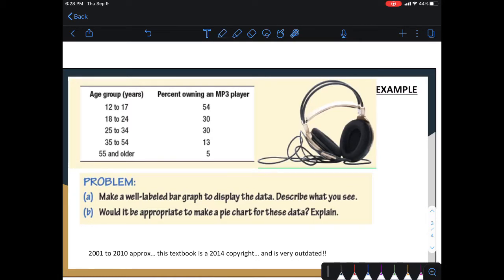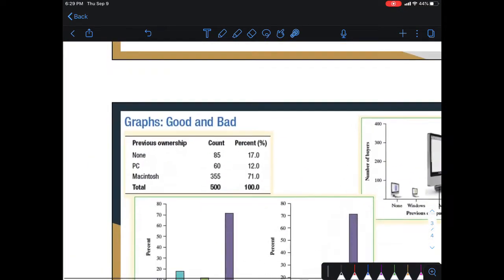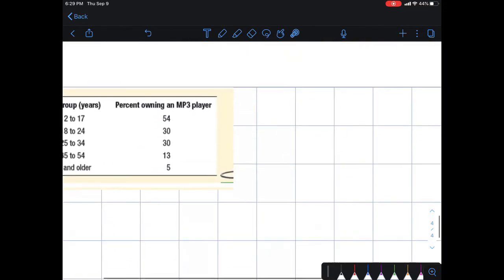A little outdated. So 12 to 17-year-olds, 54% of 12 to 17-year-olds own an MP3 player. 30% of 18 to 24-year-olds own an MP3 player, etc. And that's how you kind of analyze this particular set of numbers. Now, make a well-labeled bar graph to display the data. Describe what you see.